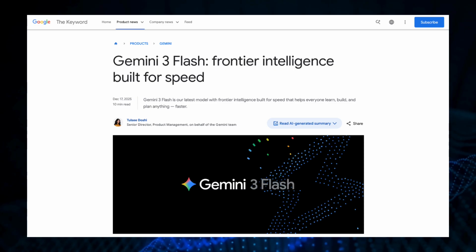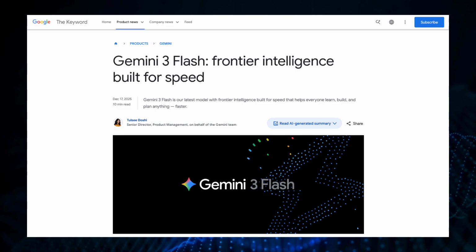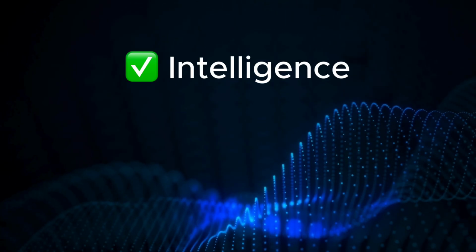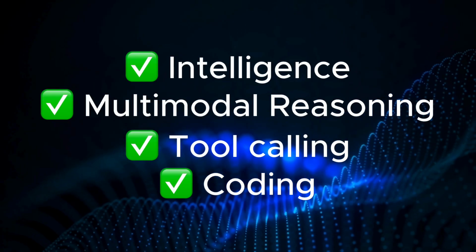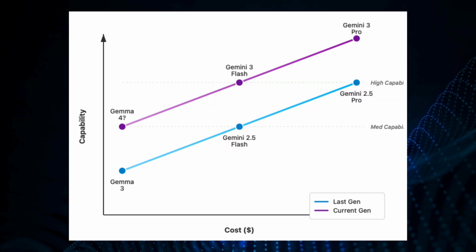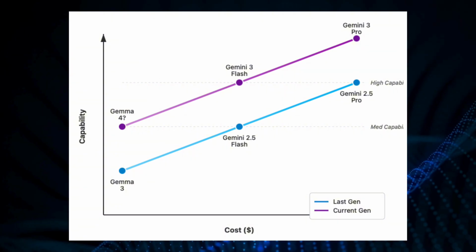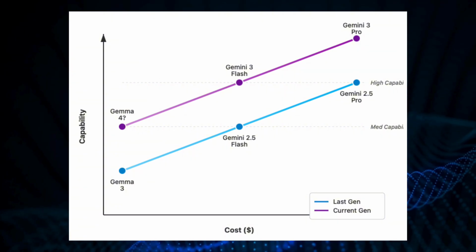Overall, I think that Gemini 3 Flash is a really good upgrade, with a significant bump in intelligence, multimodal reasoning capabilities, tool calling ability, and coding ability. And it's definitely a very solid replacement for Gemini 2.5 Pro, being both smarter and cheaper.